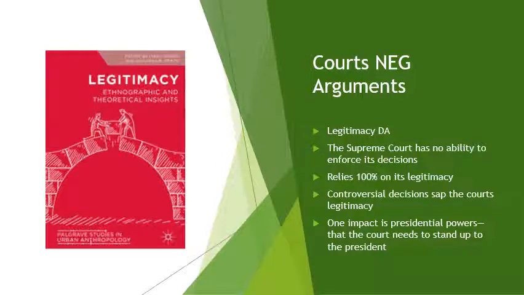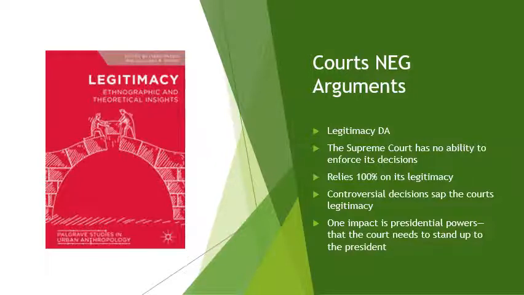So if other branches of government or the states decide not to go along with the Supreme Court, then their decisions go unenforced. And now, while it's usually the case that the Supreme Court is listened to, there have been times where it hasn't been listened to.